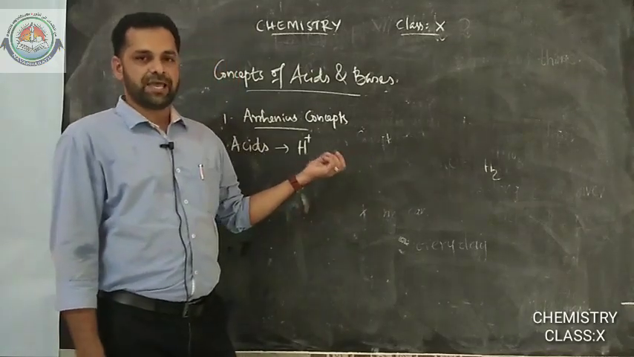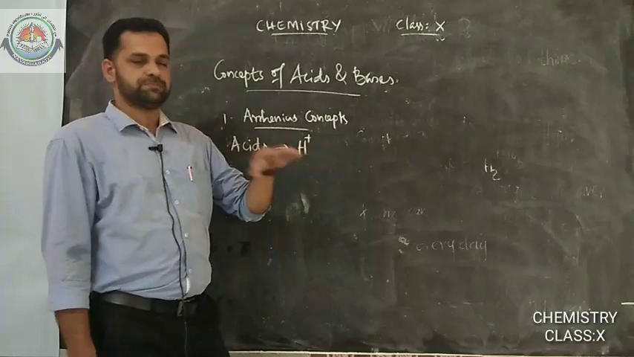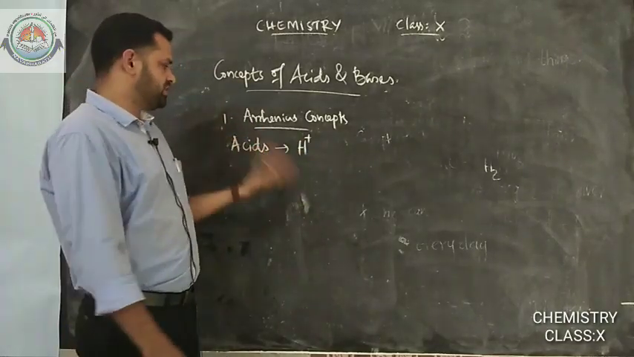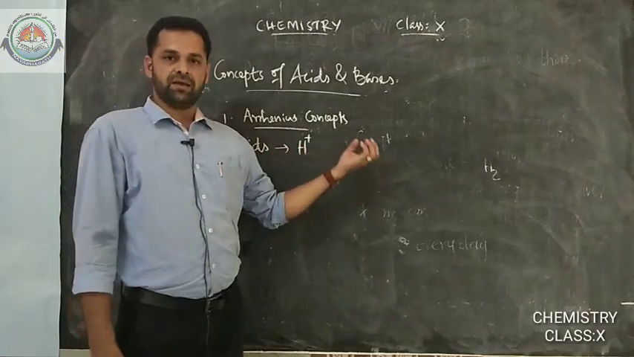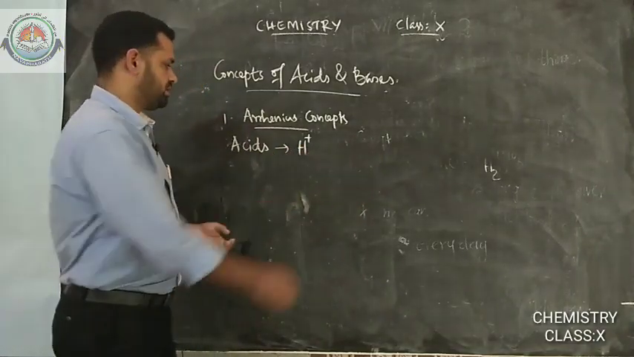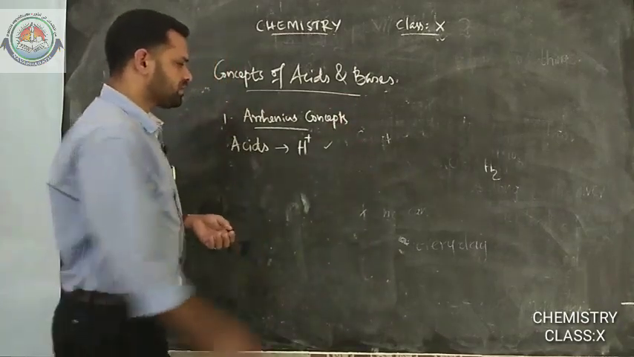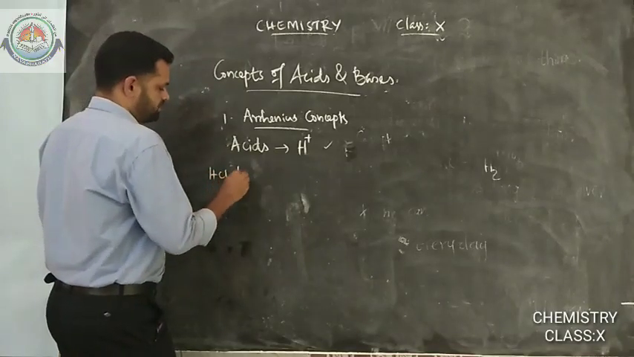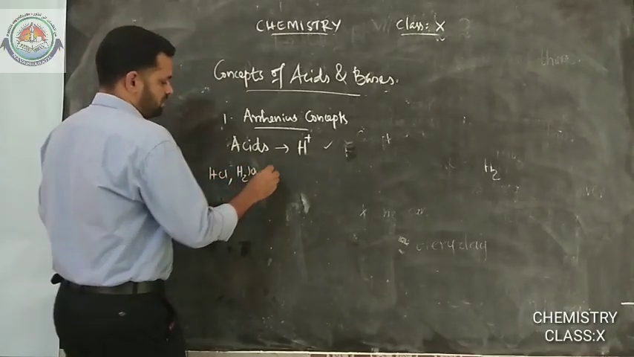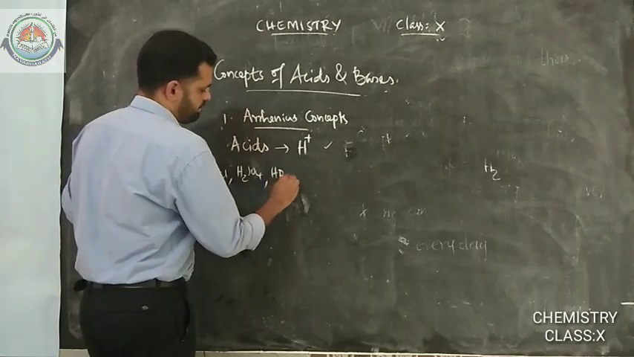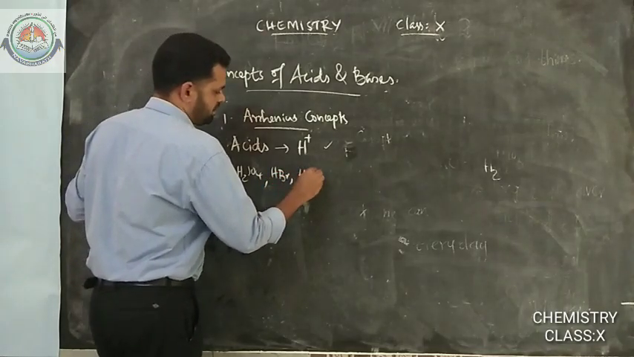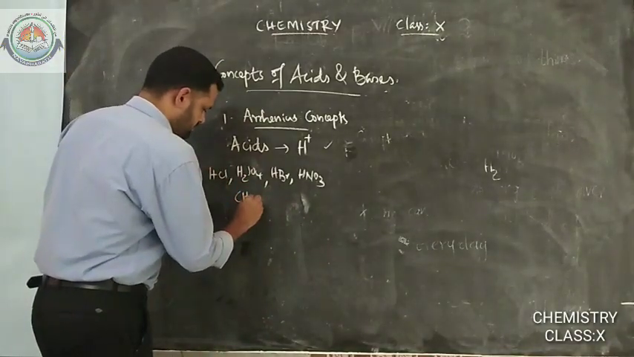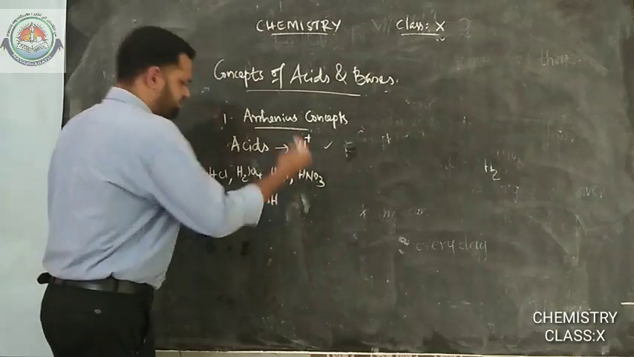We know what is aqueous solution. Aqueous solution means the solution that is prepared in water. So, any substance which furnishes or gives H plus ions in water or in aqueous solution is called an acid. A number of examples are there: HCl, H2SO4, HBr, HNO3, phosphoric acid, acetic acid, CH3COOH.